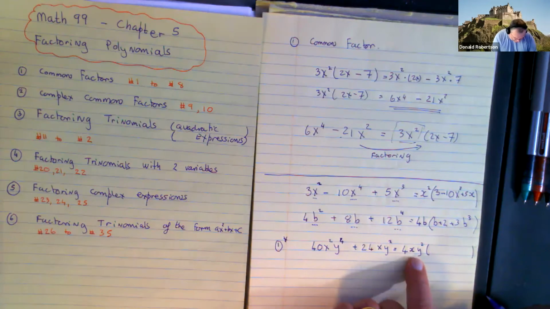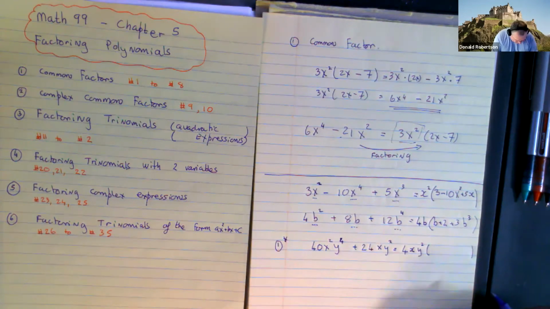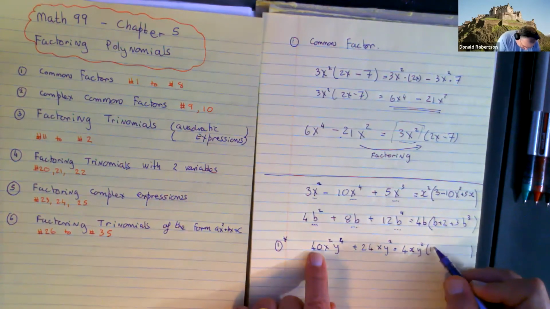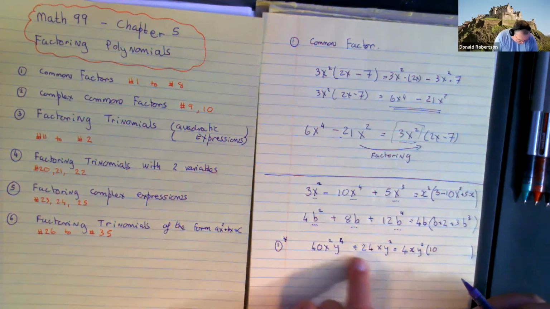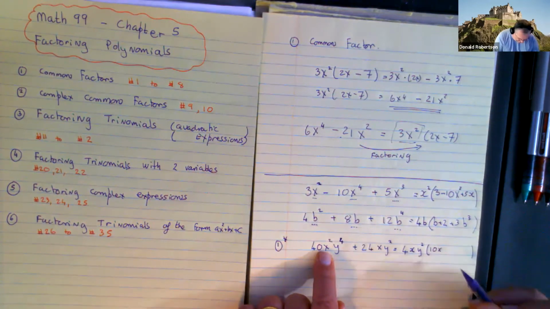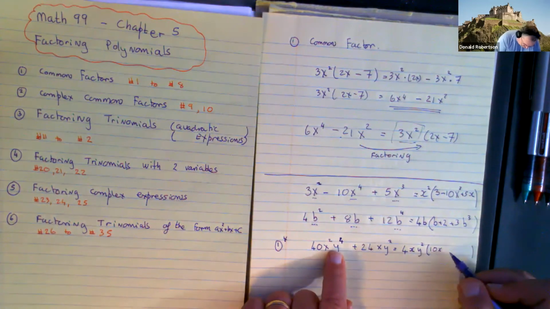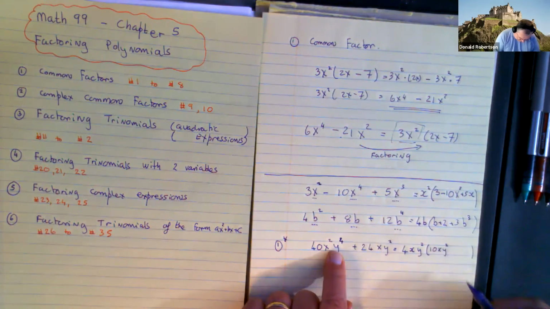So this is a common factor, 4xy squared. Now 4 goes into 40 10 times. An x into that leaves behind 1x. A y squared uses 2 of these up, you get y squared.